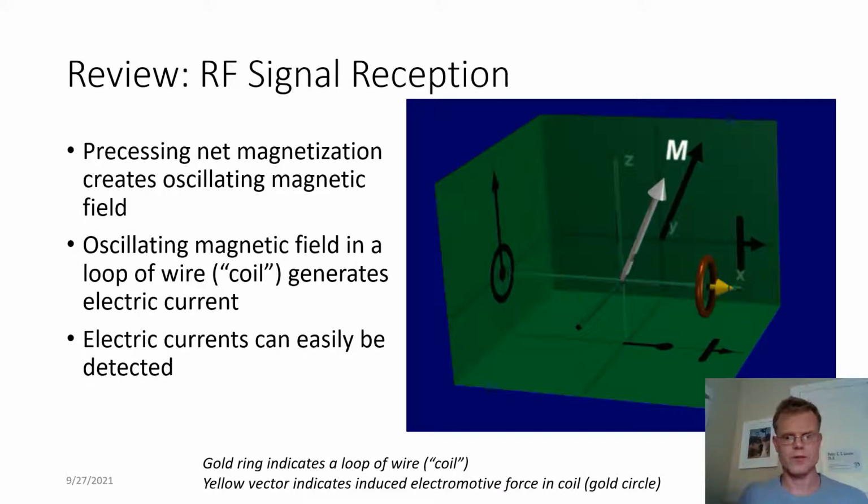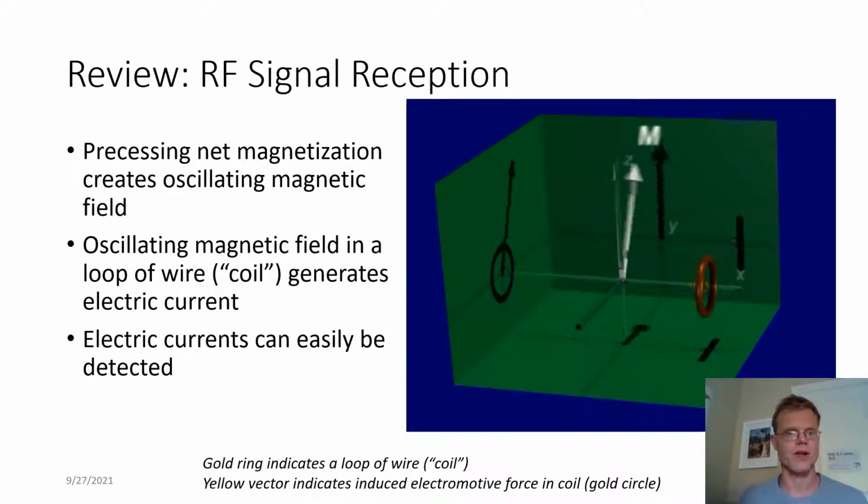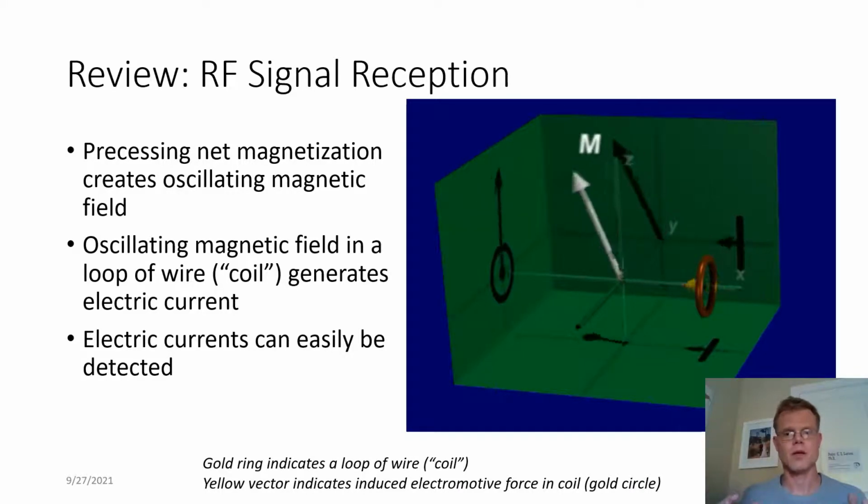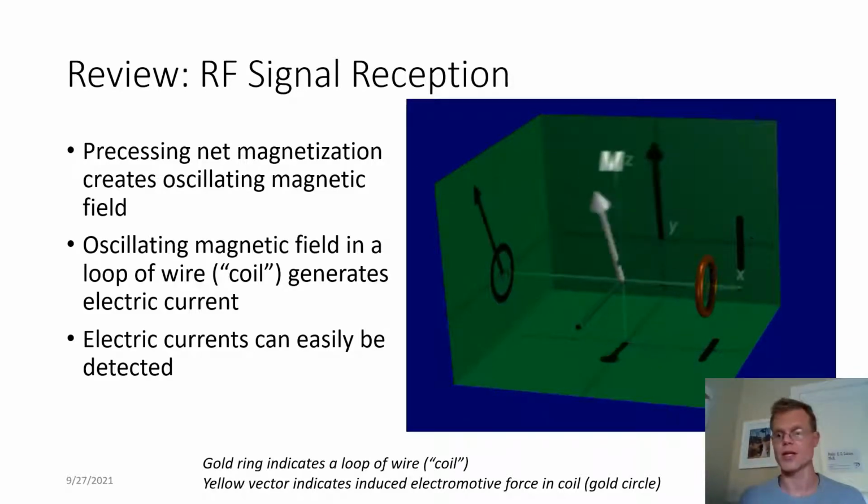Okay, so I'm going to start with this review in this picture of RF signal reception. Recall our signal comes from the precessing or rotating net magnetization, indicated by the white vector M here. As this basically little magnet rotates around, it creates an oscillating magnetic field around it. Now, when an oscillating magnetic field occurs within a loop of wire or RF coil, or you can think of this also as an antenna, it's going to generate an electric current that is very easy to detect and process and ultimately use to create our image.